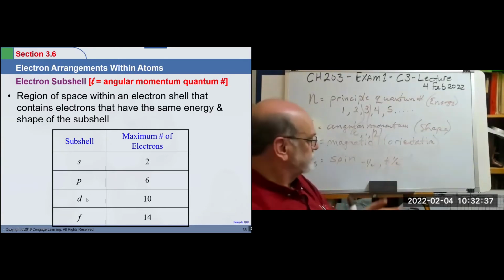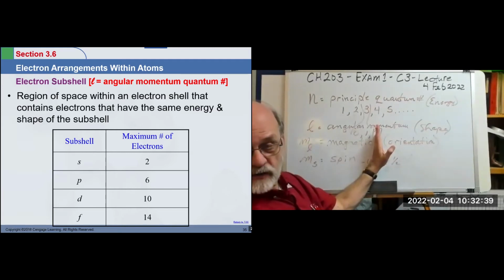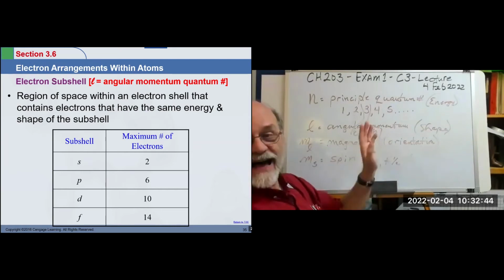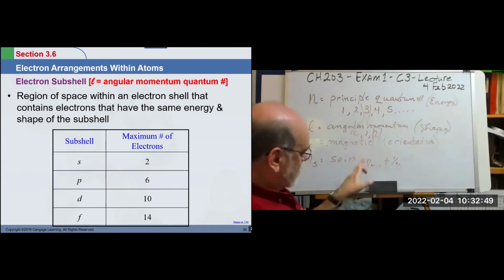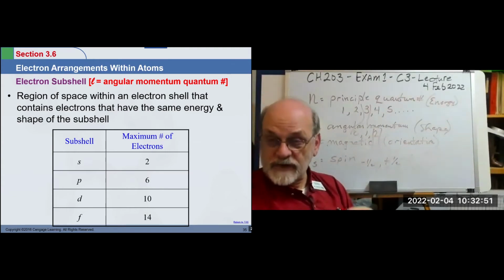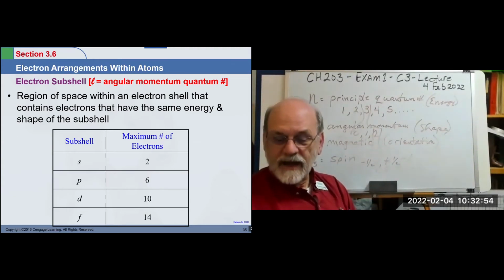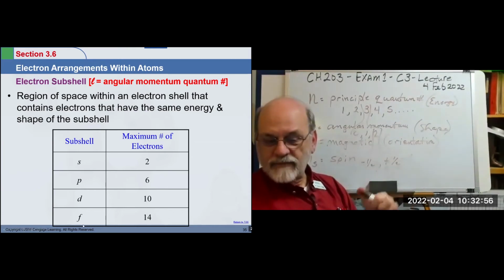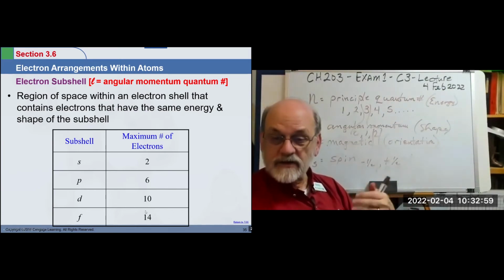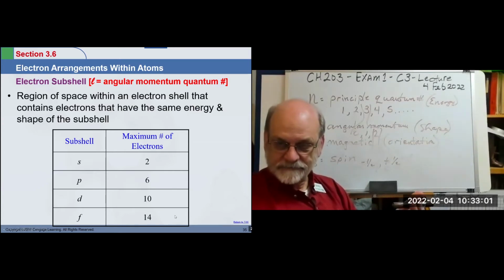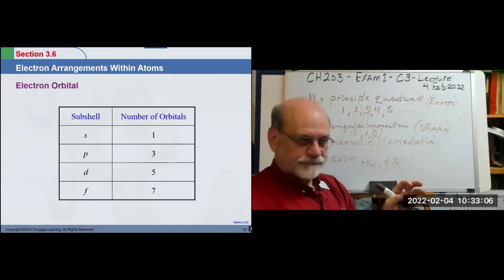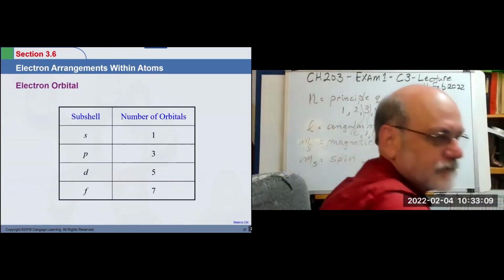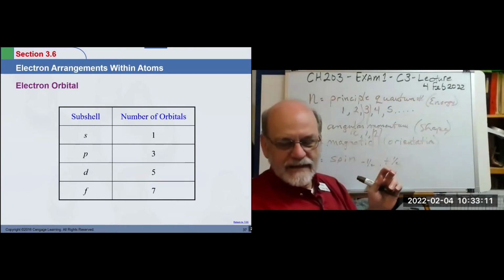For the D's, L is 2: minus 2, minus 1, 0, plus 1, plus 2, that's 5 subshells, and 2 electrons each, which means 10 maximum. And we do the same thing for F. We have 7 orbitals with 2 electrons each. You have 14 electrons possible. Okay? All right.